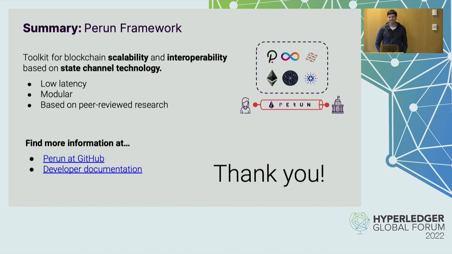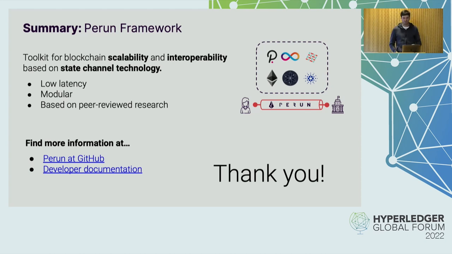So, I mean, there's been quite some work done for improving layer one also, right? Like sharding, and recently there's Fast Fabric also. So have you done any benchmarking to see how state channels compare? Fast Fabric, they say it's 20,000 TPS now. How does state channel or Perun specifically compare to that?